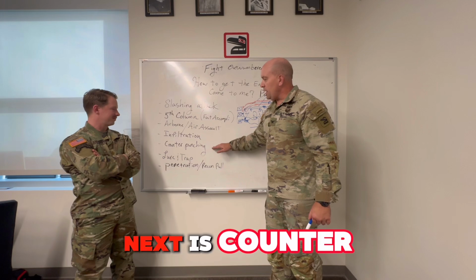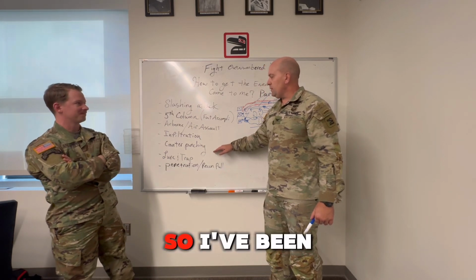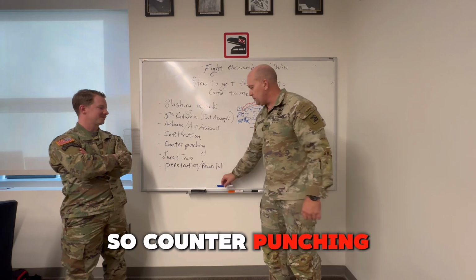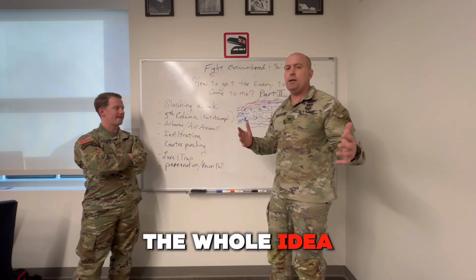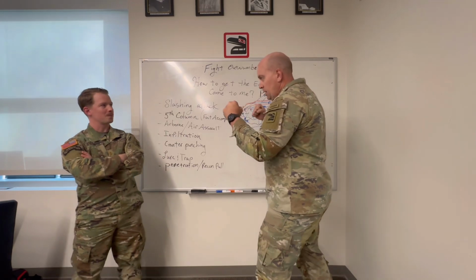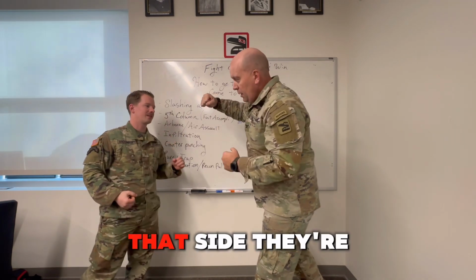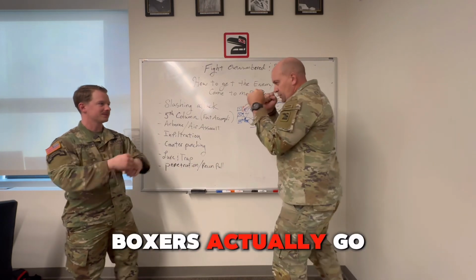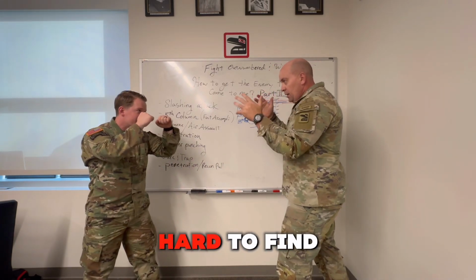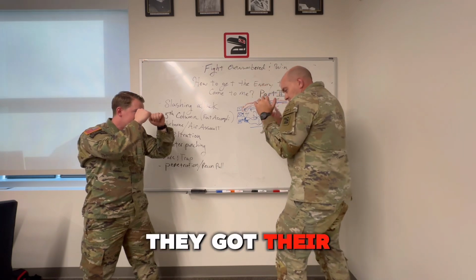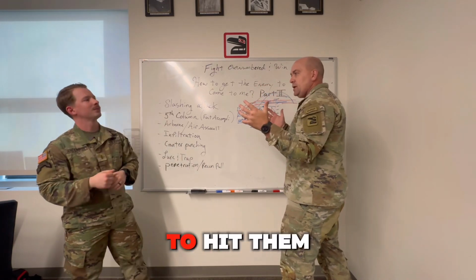Okay, so you have an infiltration. Next is counterpunching. I've been a big person that believes in counterpunching, and you can do a video later. The whole idea with a counterpunch is when someone throws a punch, they open up that side. They're going to open up something, right? When two boxers go to fight, it's pretty hard to find a place to hit them. I mean, they're covered up. They got their elbows in. It's hard to find a place to hit them.